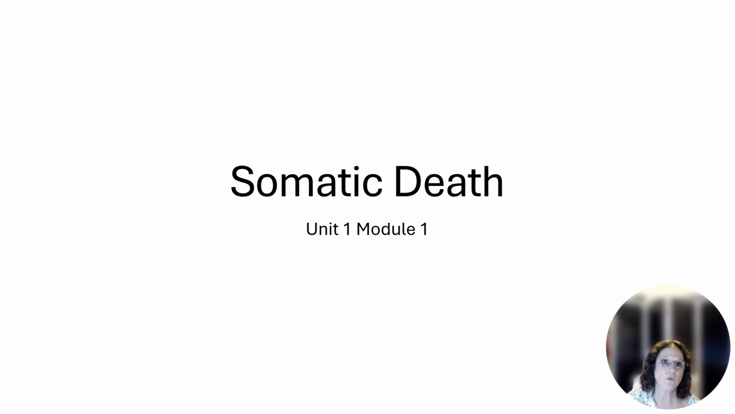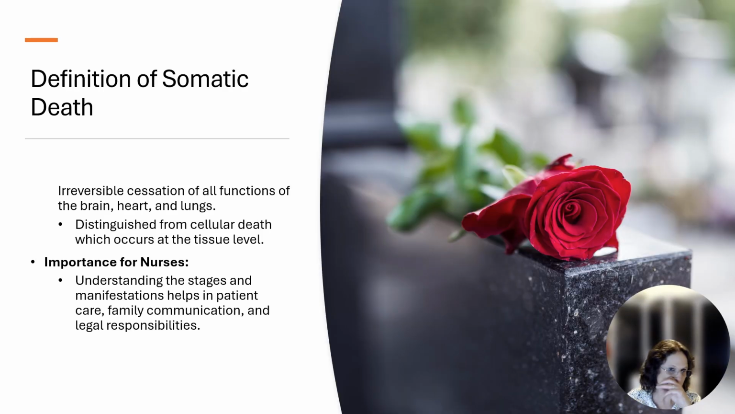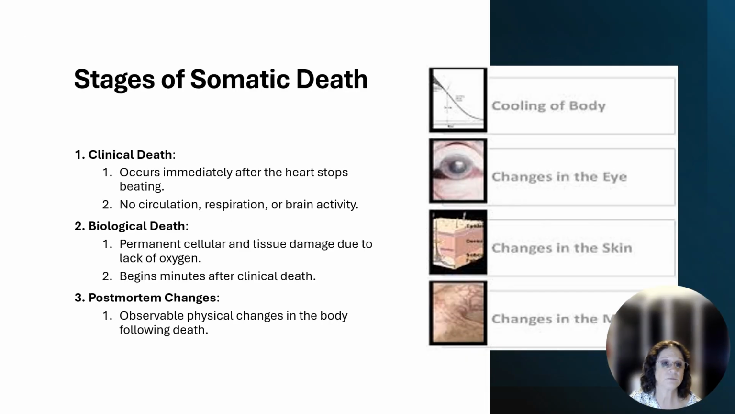But now we're really going to talk about the creepy stuff, which is somatic death, or death of the person. So somatic death is irreversible cessation of all functions, the brain, the heart, the lungs, and it is distinguished from cellular death, which occurs at the tissue level. So for nurses, we have to understand the stages and manifestation to help provide patient care, family communication, and even legal responsibilities. There are different stages of somatic death.